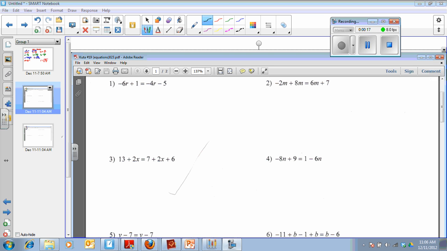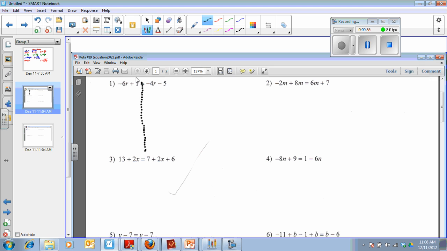For some students, if we just draw a dotted line right down the equal sign, and just remember what we're trying to accomplish here. We're trying to get the variables all by themselves on one side of that line so that one side of the equation equals the other side. So I'm trying to find a number to replace r with so that both sides equal each other.